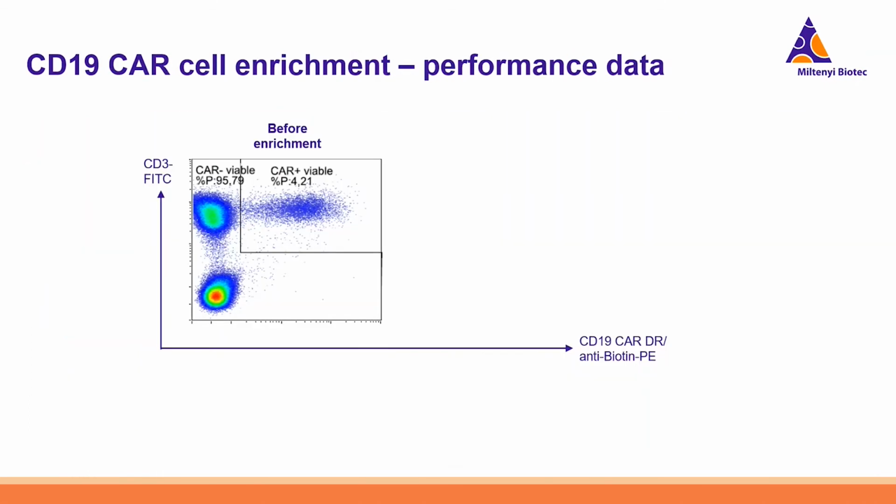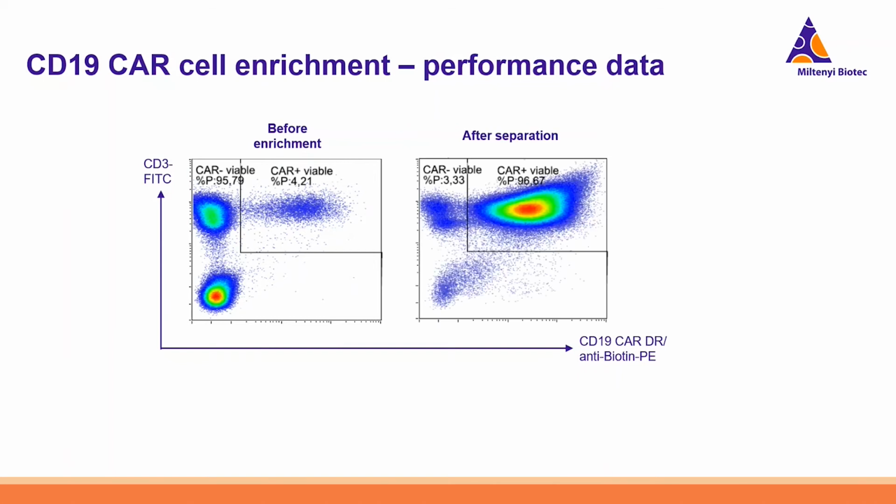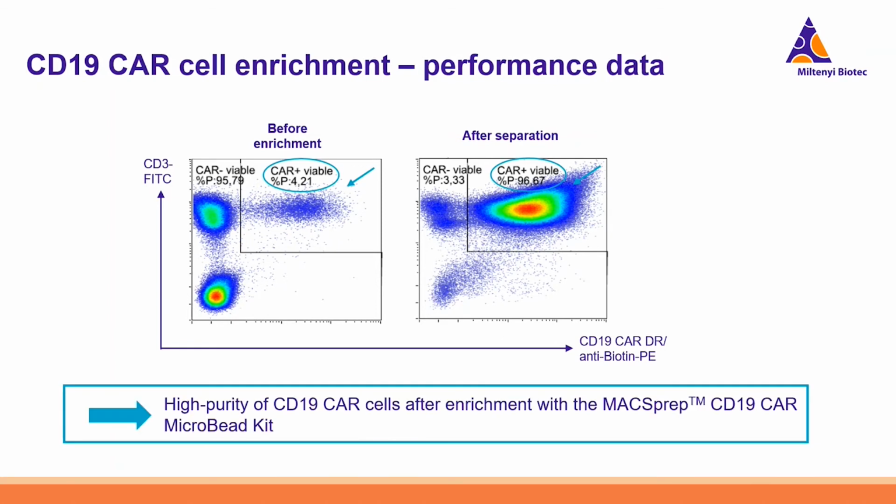Here you can see an example of CD19 CAR cell enrichment. In the upper right quadrant here, you can see the CAR positive viable T cells. And before enrichment, they constituted 4.21% of cells. And after the separation, the purity of the suspension is increased up to 96.67%. So this shows that a high purity can be achieved of CD19 CAR cells by using this enrichment kit.